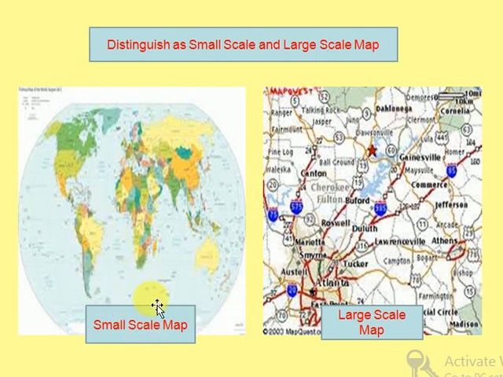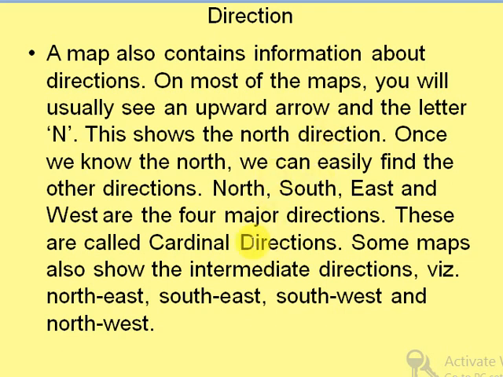This is small scale map and this is large scale map. I hope you must have answered it correctly. Let us move to another component, that is direction. So we have earlier read about the 4 cardinal directions: north, south, east and west. And each map has a vertical line with an arrow on the top right or left corner of the map. So all the maps you will find this.